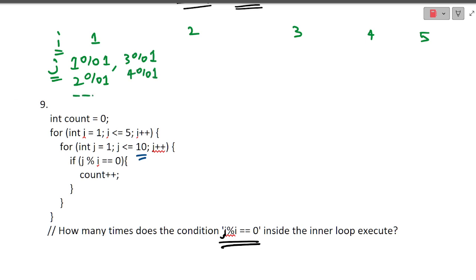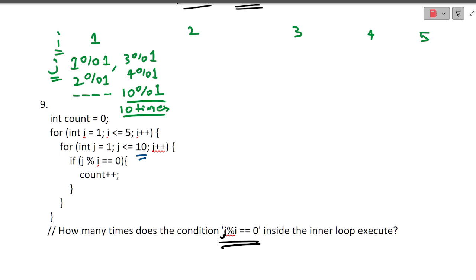Yes. And it will reach till what? As I can see, 1 is a factor of every number. So it will reach till 10. So I can say for the first time, my inner loop has worked for 10 times. Yes or no? First time the inner loop has worked for 10 times.